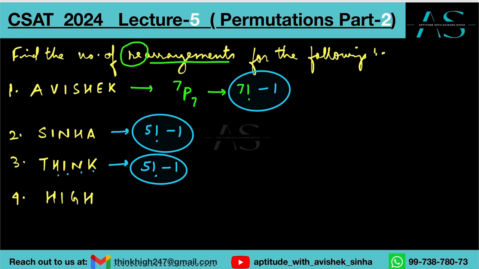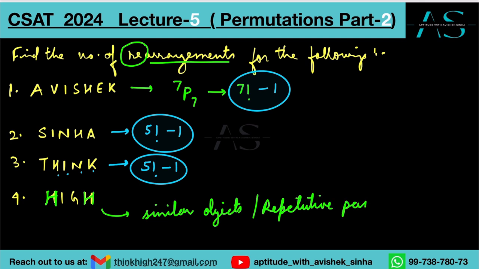Now, when we look at the last question, we have H and here also we have H. So this is a question of similar objects, right? Or we can call it repetitive permutation.